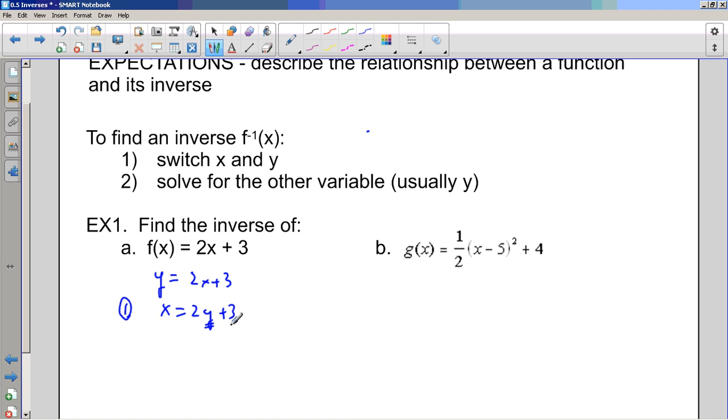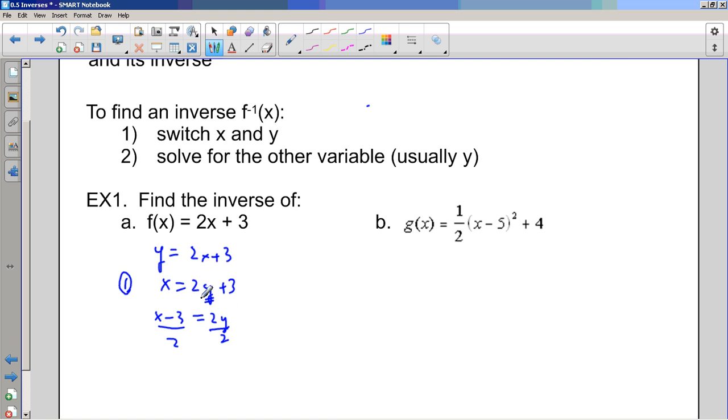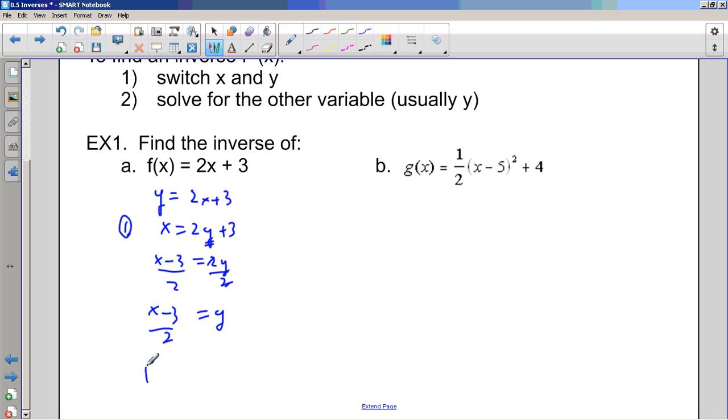So how do I solve for y? I subtract 3 from both sides, and then I divide by 2. And the 2's disappear here, so I get this function.